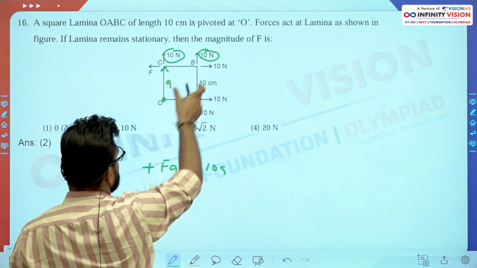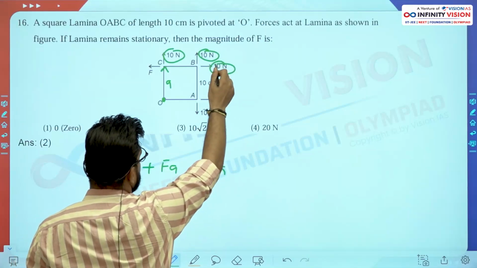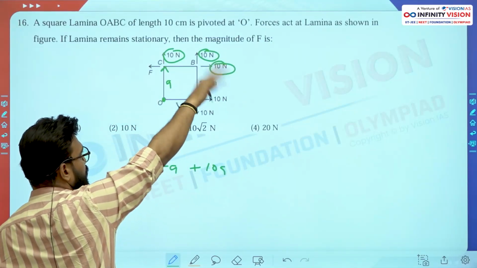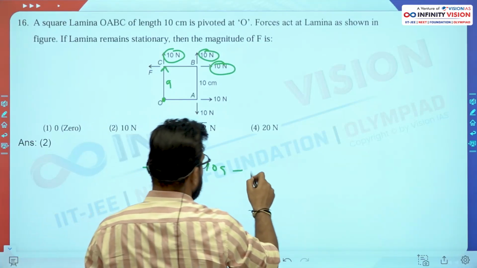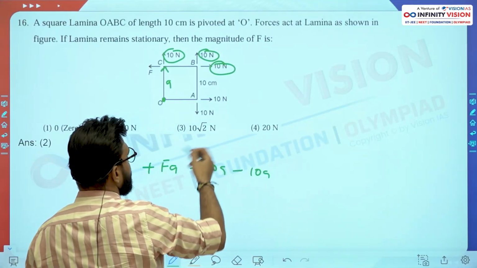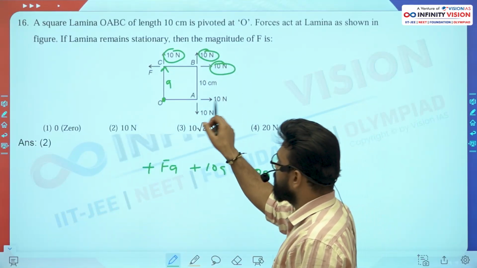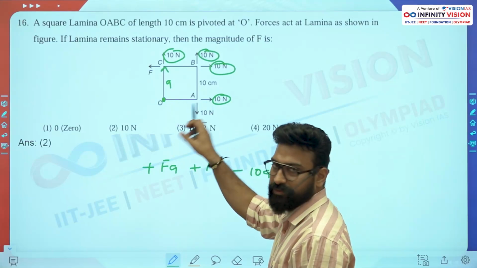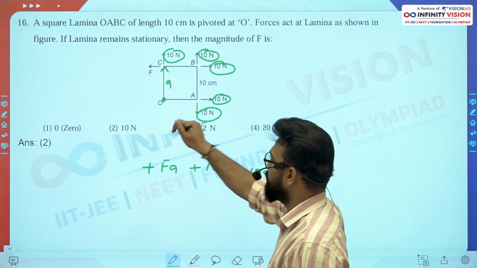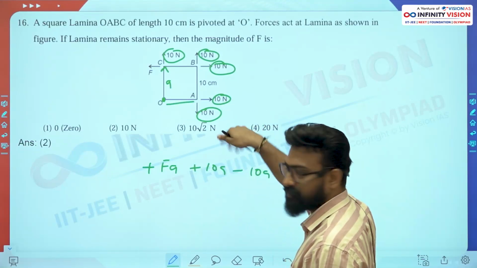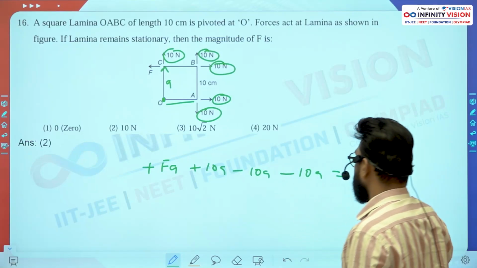The perpendicular distance of this would be a, and because of this the torque would be in the clockwise direction. Clockwise direction is taken to be negative, so minus 10a. These two cancel out, so the net torque because of these two would be 0. Because of this 10, the torque would be 0 because there is no perpendicular distance. And because of this 10 coulomb, the perpendicular distance is a, and it is clockwise torque, which is minus 10a. The net torque is 0.